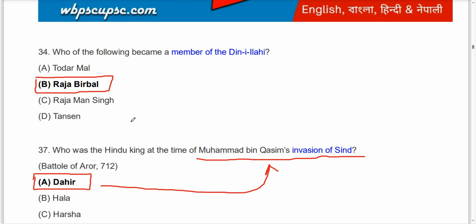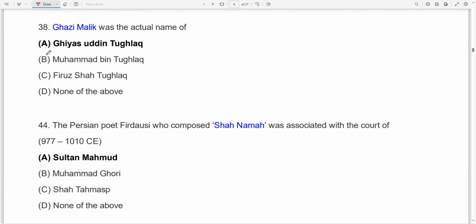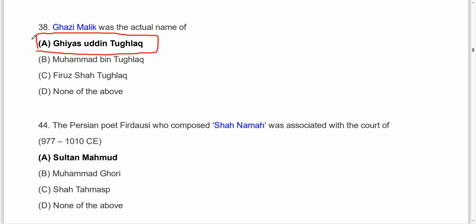So we got a perspective into Din-e-Ilahi, and we're going to move on to the next question. Ghazi Malik was the actual name of Ghiyasuddin Tughlaq, the father of Muhammad bin Tughlaq. So Ghiyasuddin Tughlaq's original name was Ghazi Malik.